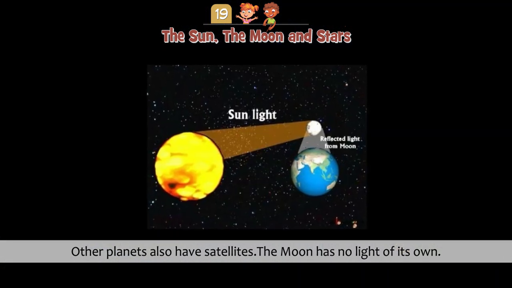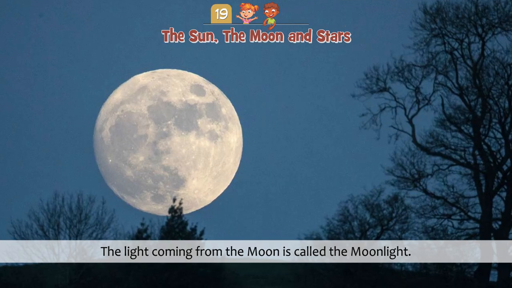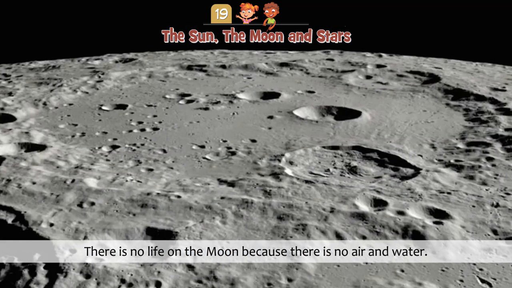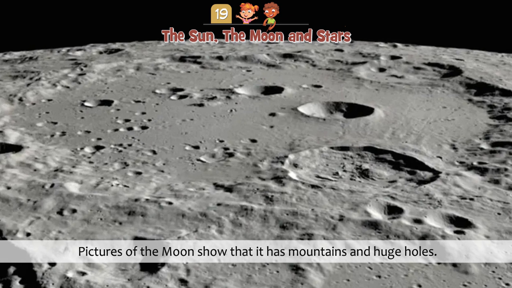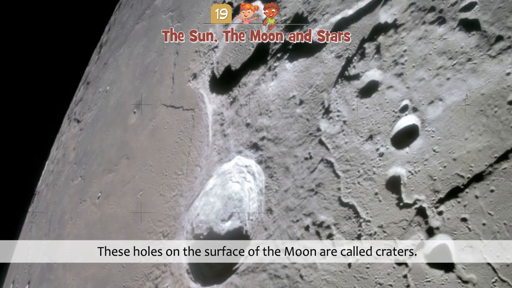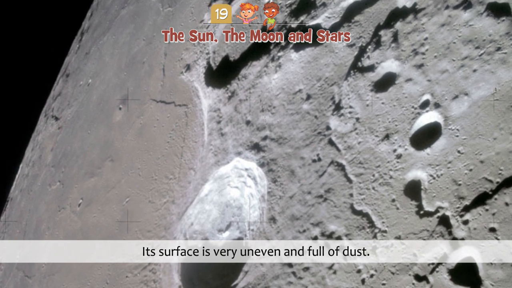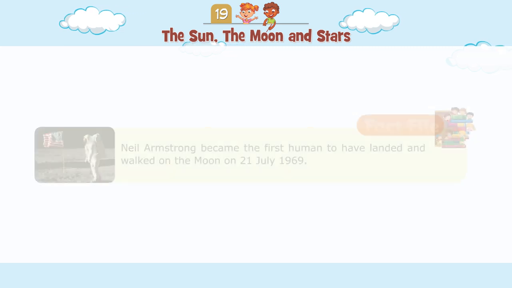The moon has no light of its own. It reflects the light of the Sun that falls on it. The light coming from the moon is called the moonlight. There is no life on the moon because there is no air and water. Pictures of the moon show that it has mountains and huge holes. These holes on the surface of the moon are called craters. Its surface is very uneven and full of dust. Fact file. Neil Armstrong became the first human to have landed and walked on the moon on 21st July 1969.